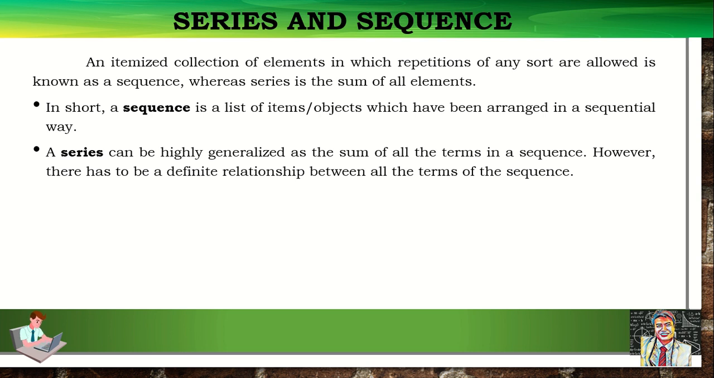An itemized collection of elements in which repetitions of any sort are allowed is known as a sequence. So sequence daw ang tawag doon, whereas series is the sum of all elements. So, ang sequence is a collection of elements in which repetition of any sorts are allowed. And then yung series is the sum of all elements.